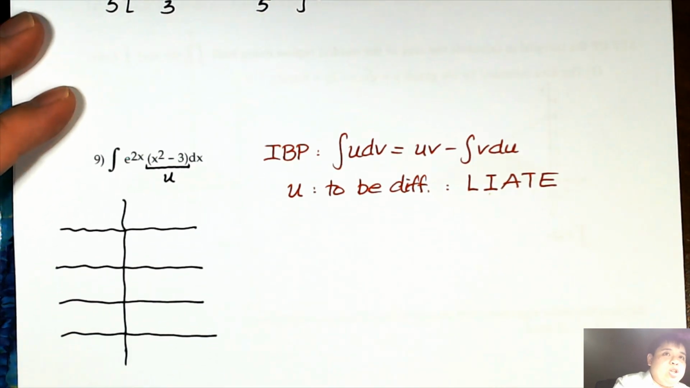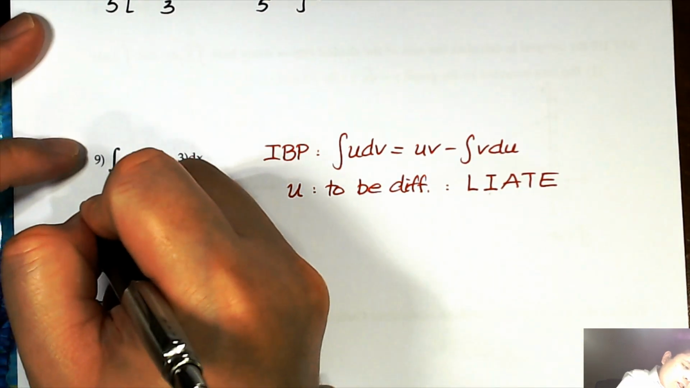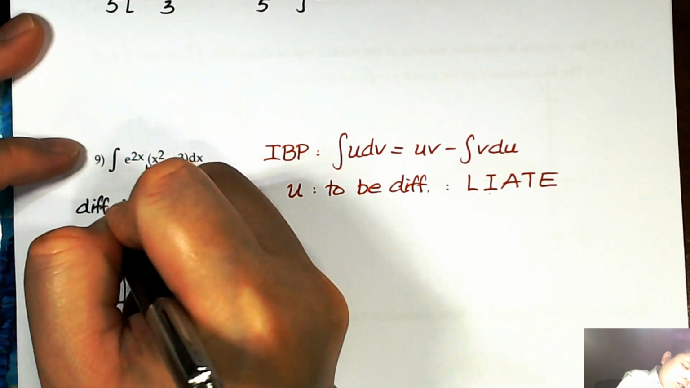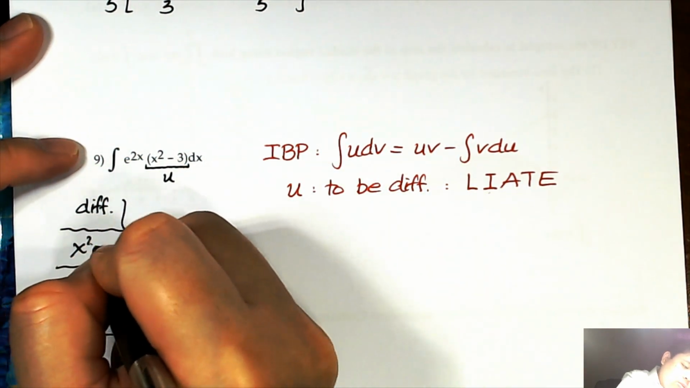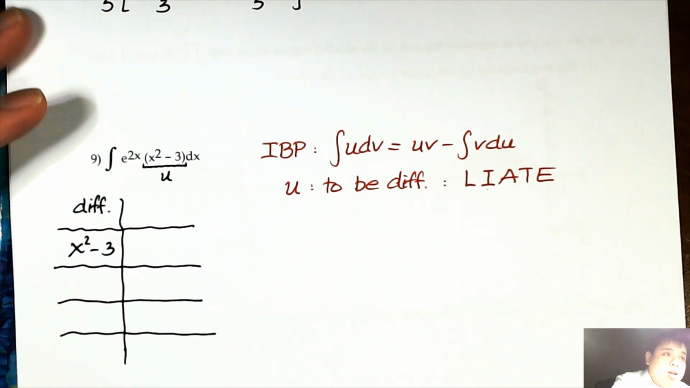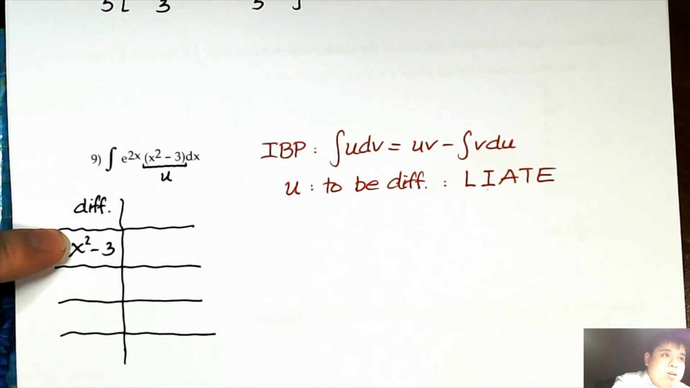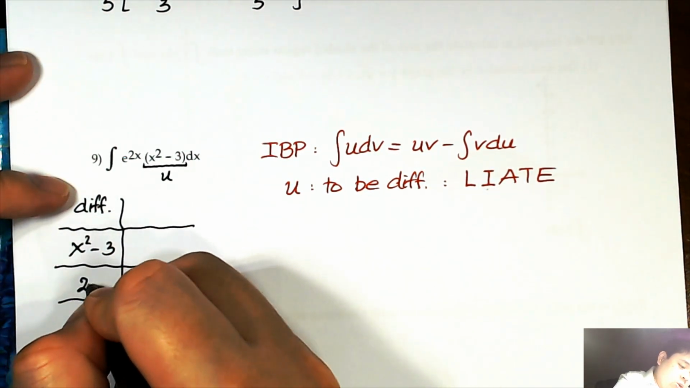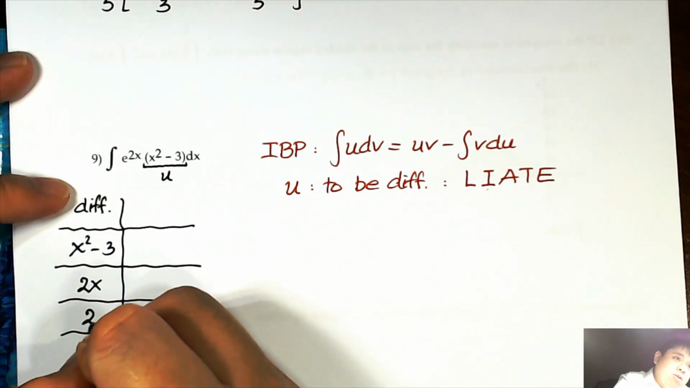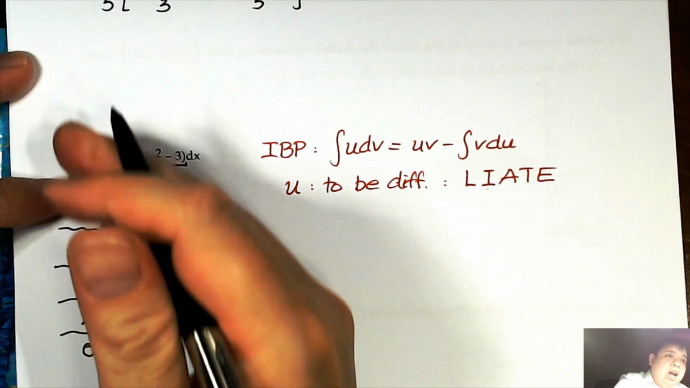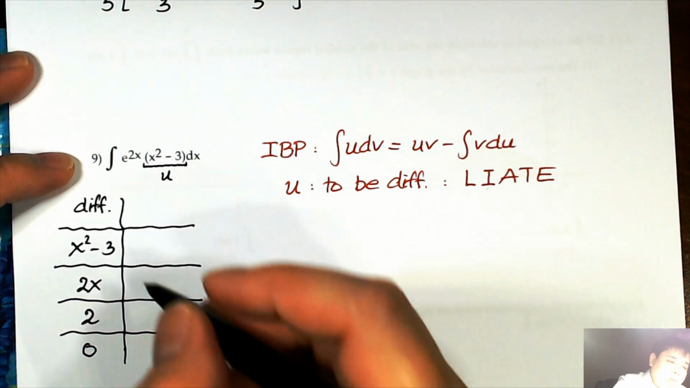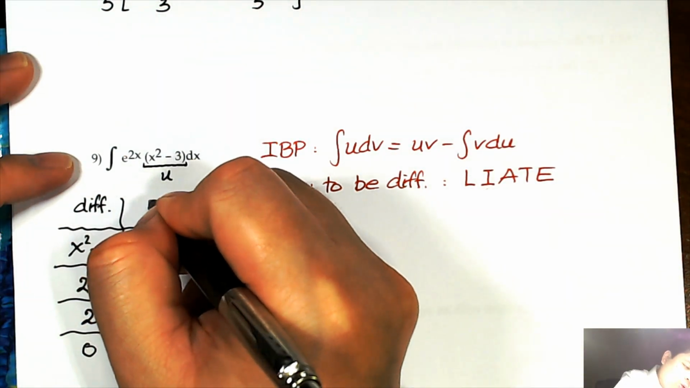First we choose something to be differentiated, and that is the u, so let u be x squared minus 3. So this is to be differentiated, so we just take the derivative: 2x, the derivative is 2, and then 0. Everything after that will be 0. And then the other one will be integrated.